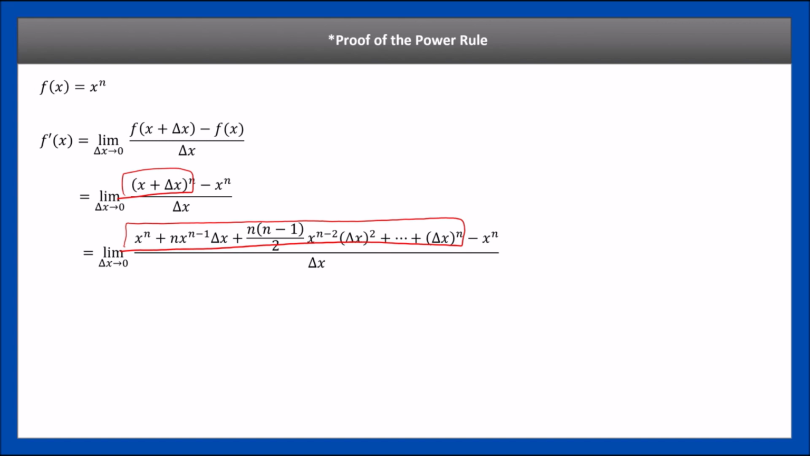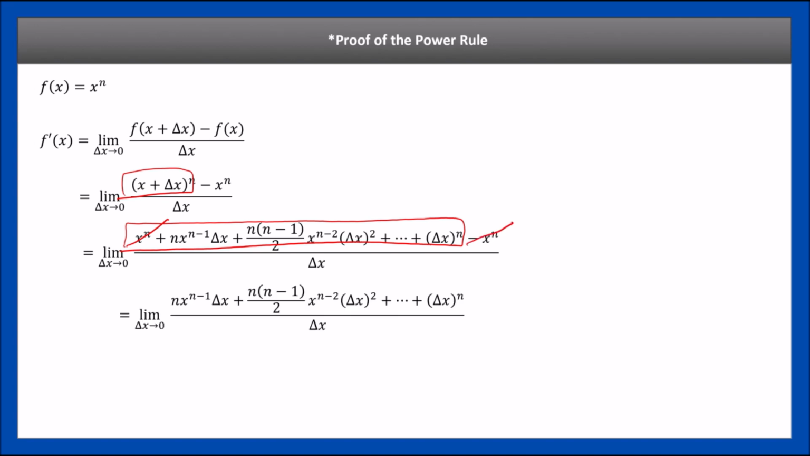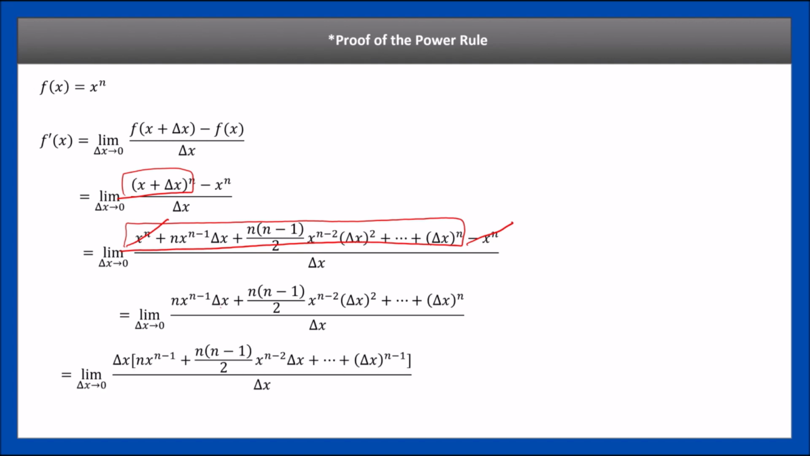And now we notice that x to the n cancels. And we notice that we can actually cancel out one of these delta x's. So we're going to pull out one of these delta x's from here, because each of these has one. So we're going to pull a delta x out. And then this cancels, right?